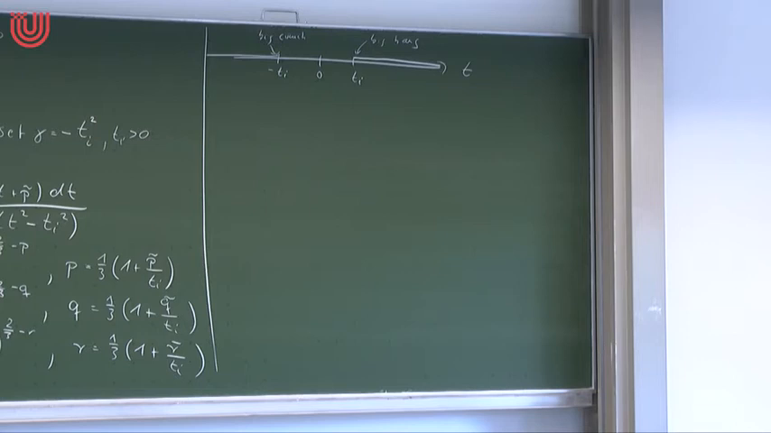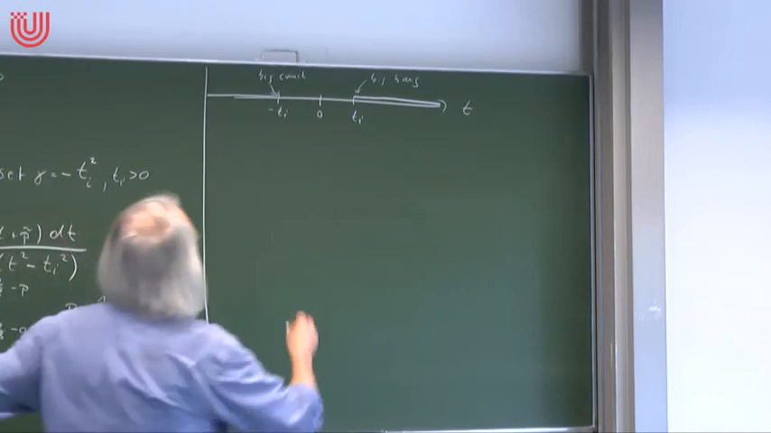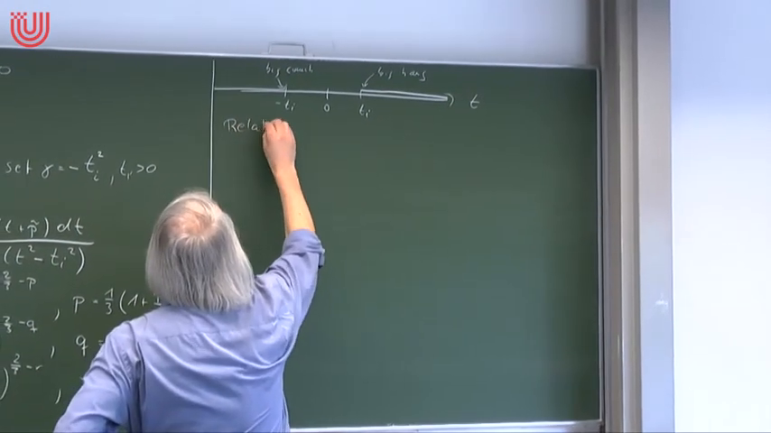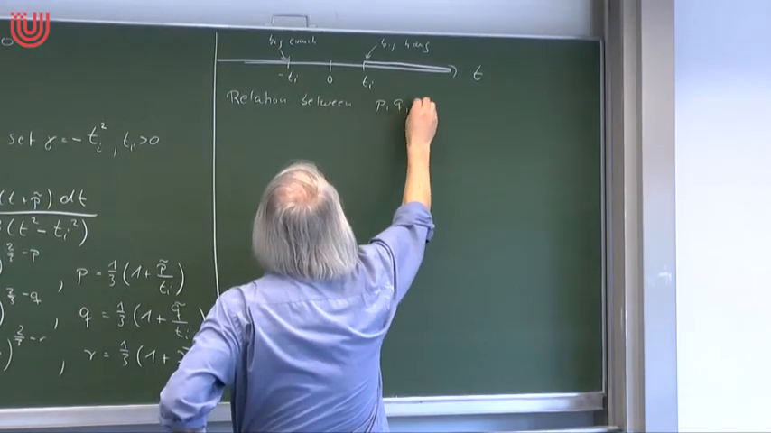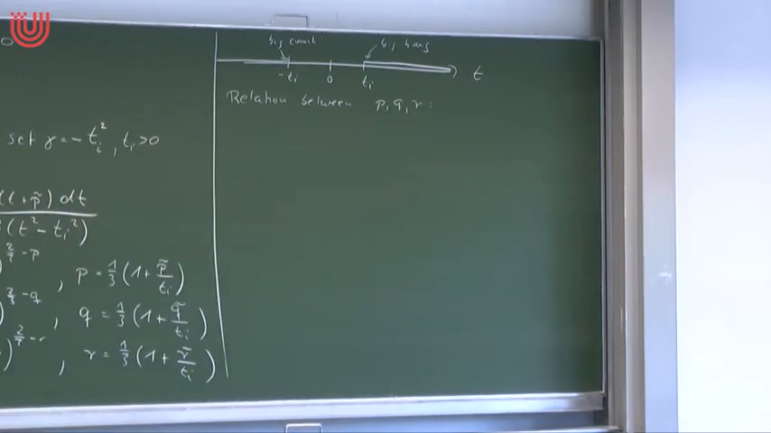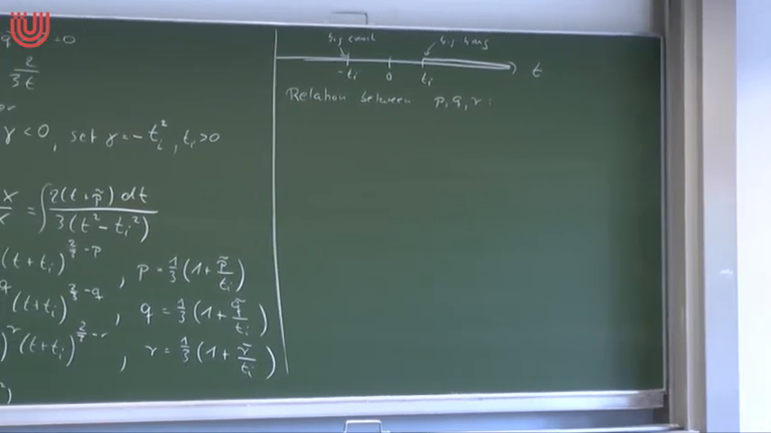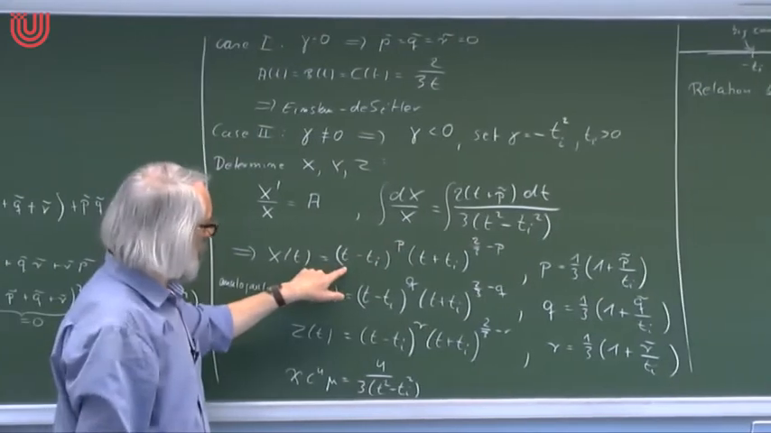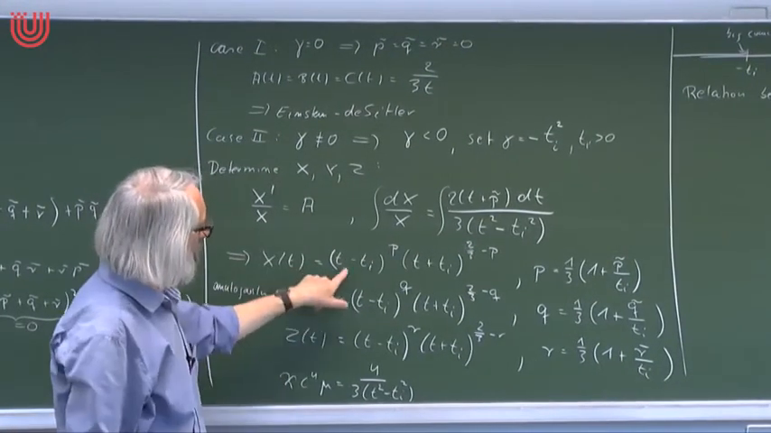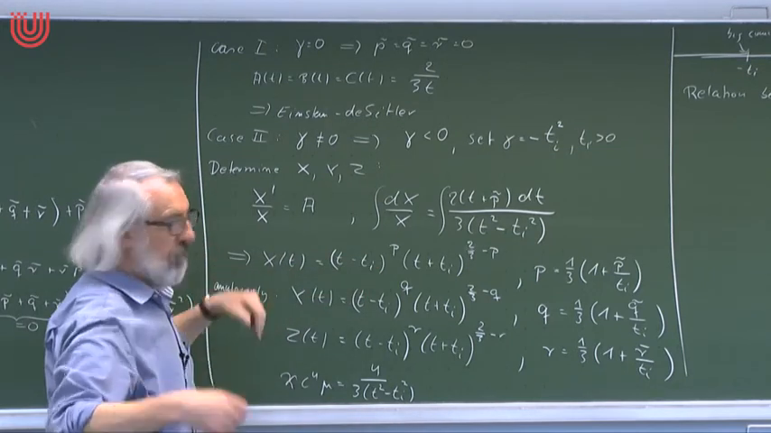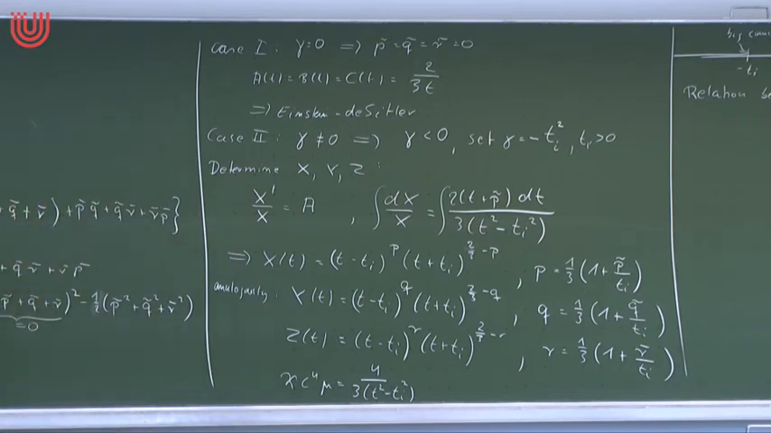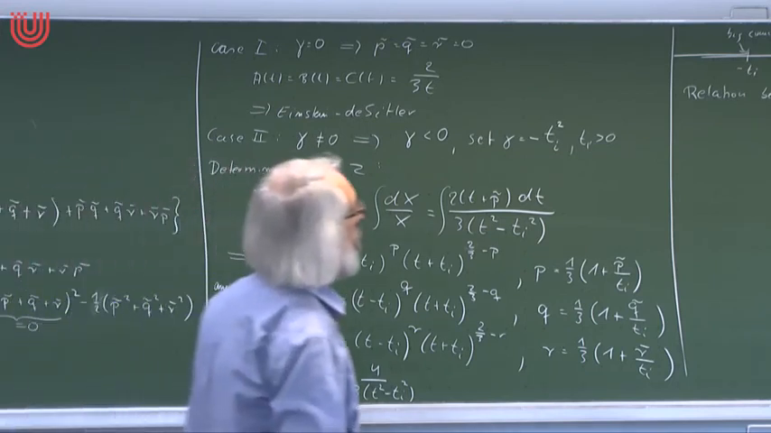And what we still have to do is find out how the P, Q, and R are related with each other. The relation between P, Q, and R, and then we can discuss the behavior of the individual components X, Y, and Z. Yeah? Because the behavior of this expression depends on the sign of P. So if P is positive, then this is expanding from the initial singularity, but if P is negative, then it becomes infinite at t equal Ti. And this we have to find out: what possibilities exist for the three signs of P, Q, and R.